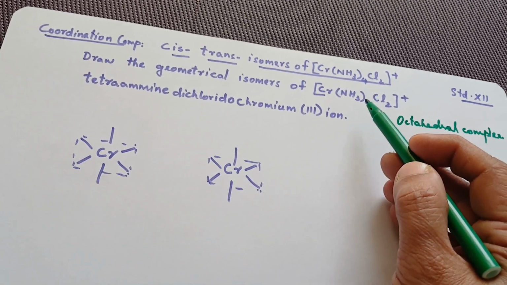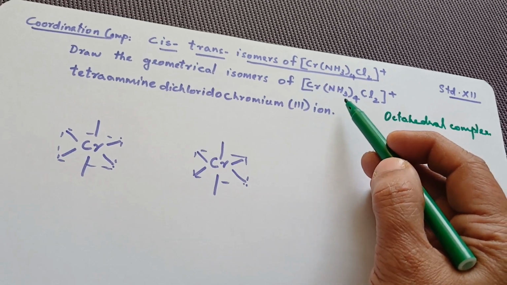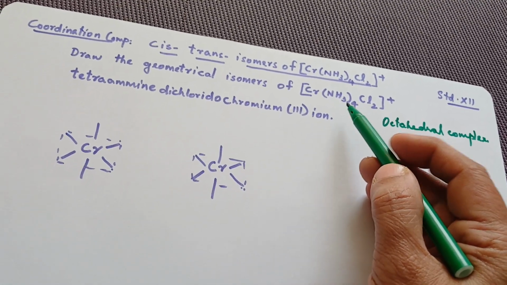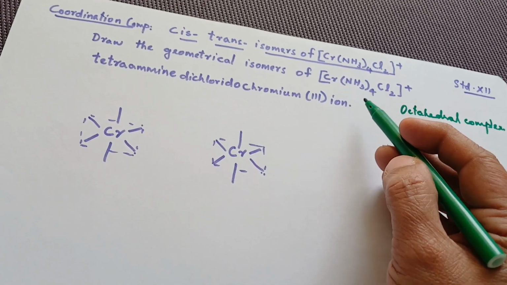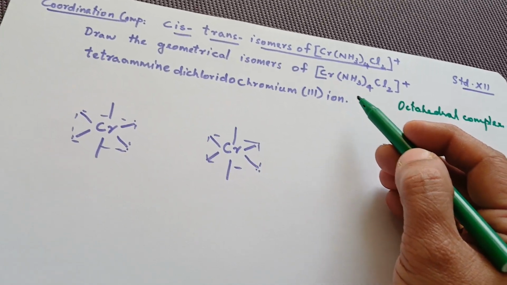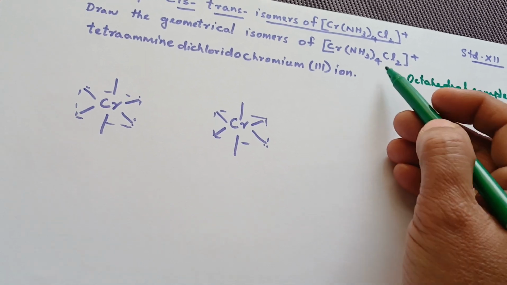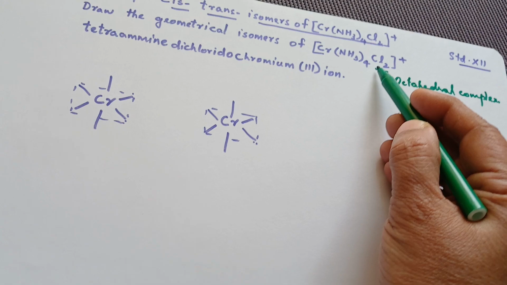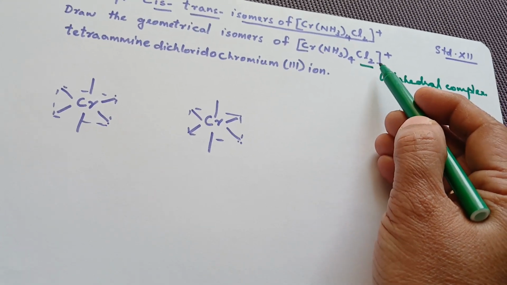So here we can see that however we try, these ammonia ligands are going to be placed in trans position as well as cis position. So the decisive factor, the decisive ligand here, are the chloride ligands.